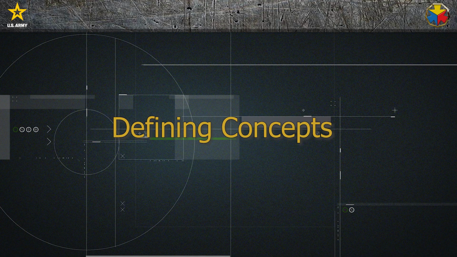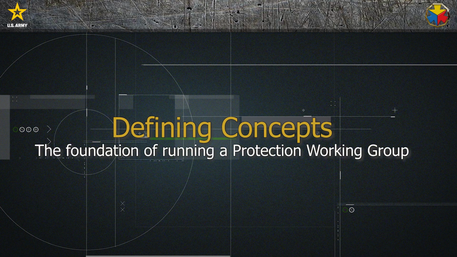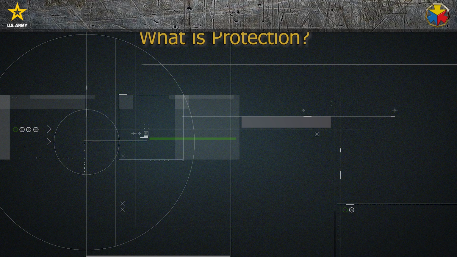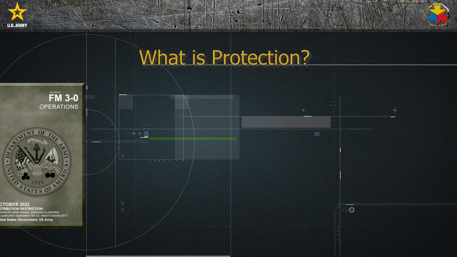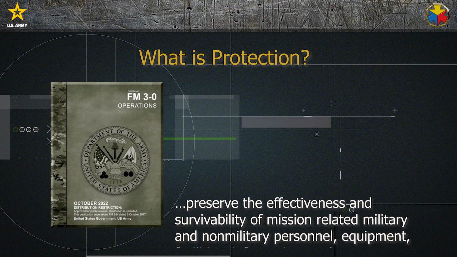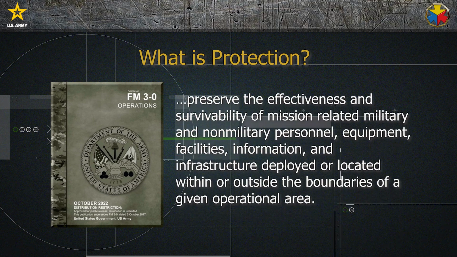Let us define a few concepts, the foundation of running a protection working group. What is protection? Let us first define protection by Joint Publications 3-0. To preserve the effectiveness and survivability of mission-related military and non-military personnel, equipment, facilities, information, and infrastructure deployed or located within or outside the boundaries of a given operational area.